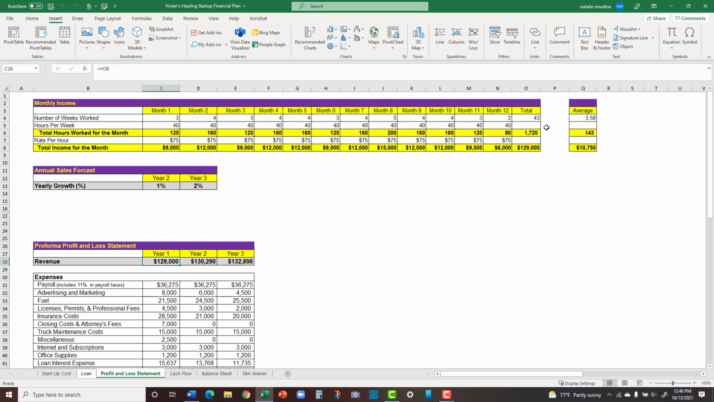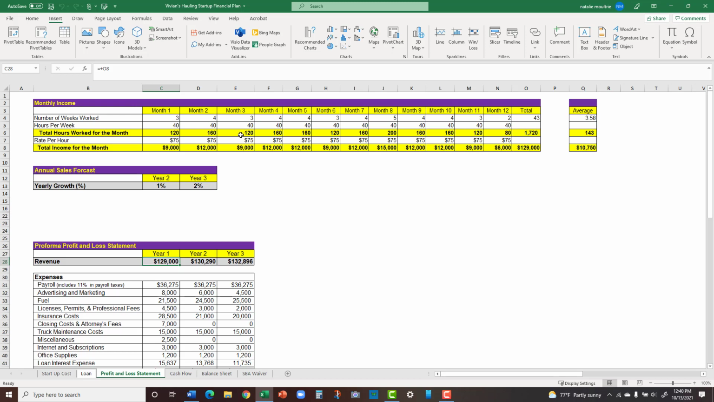Okay, so how many hours is that per month? If the truck ran 3 weeks, and we're saying it's going to run for 40 hours every week, that's 120 hours that we're saying the truck will run in the first month. 160 hours the second month. The same method is used to calculate 120 hours in the third month.